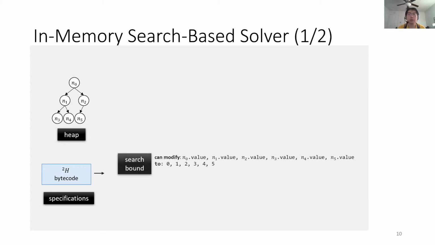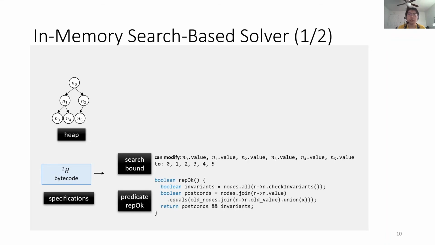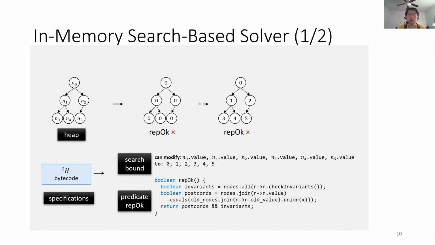So basically, based on the specifications, we set the search boundary. For example, each node can have this value ranging from 0 to 5. And then we create a predicate, also known as repOK method, to check if the heap state satisfies the contract. So basically, it checks all the invariants and post conditions. Then starting from the first state, we explore the search space, check repOK on each state, and stop at a state that satisfies repOK. And that's the execution result.